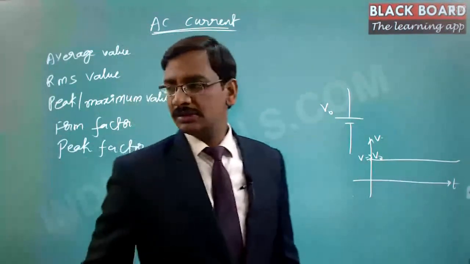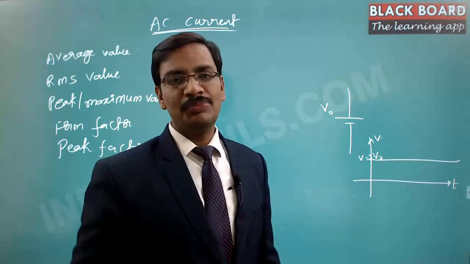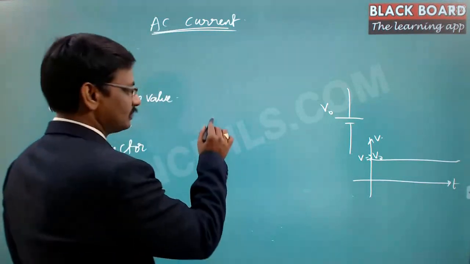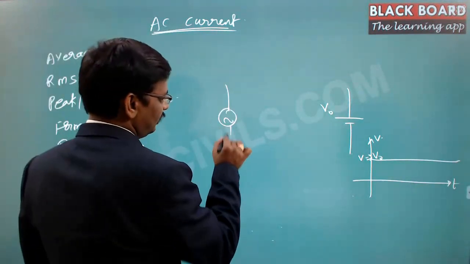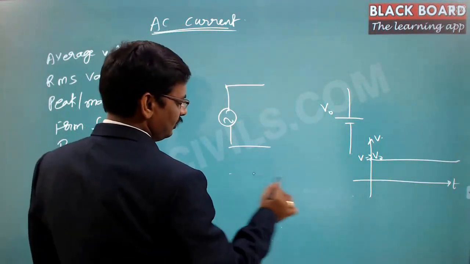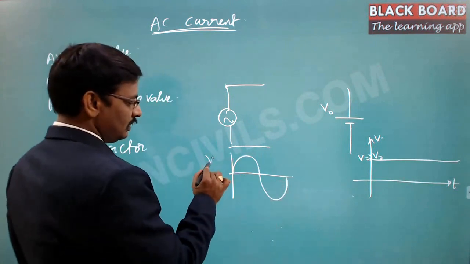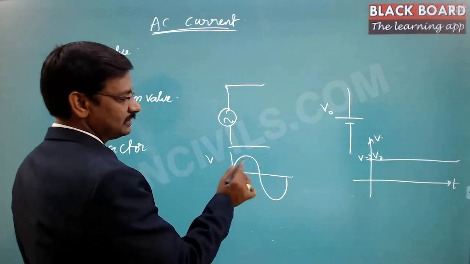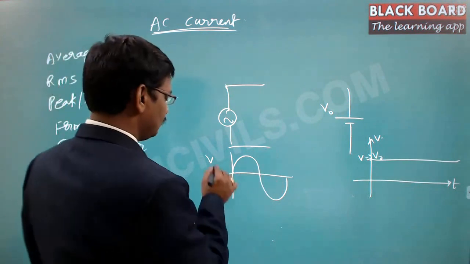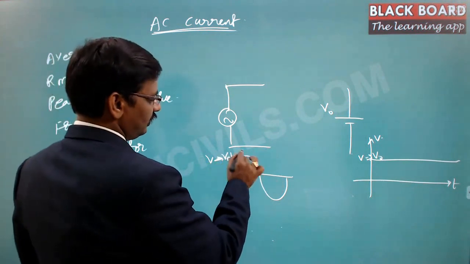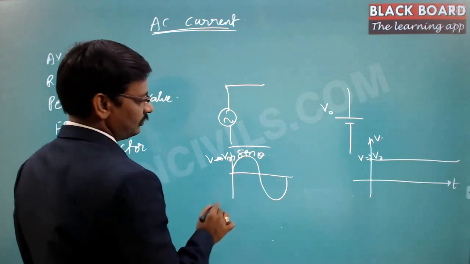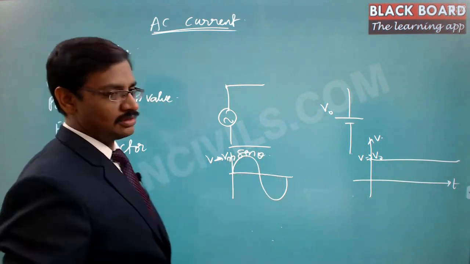Now what if I give a voltage which is completely variable? That variable voltage may be a sinusoidal waveform like this. If you draw the graph of time and the voltage, the V value is continuously changing like a sine. So this is V equal to Vm sine theta. This is the waveform given in the case of a sinusoidal waveform.